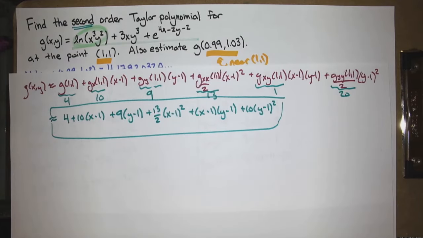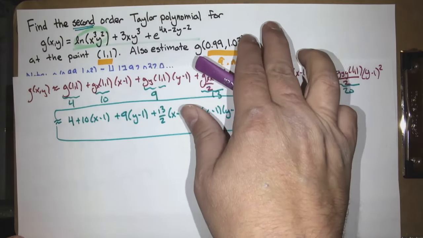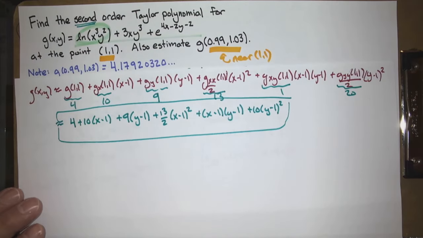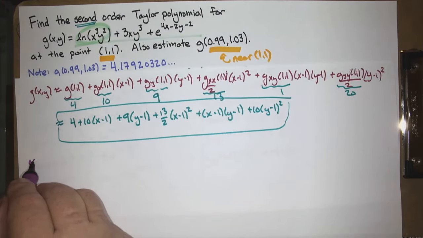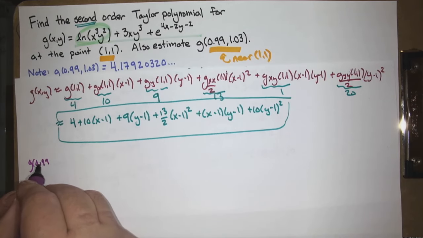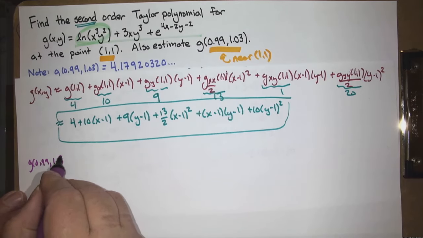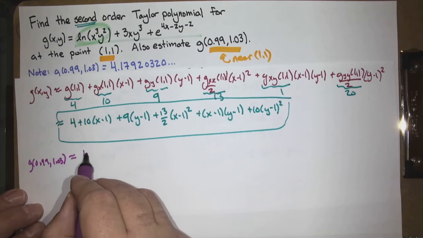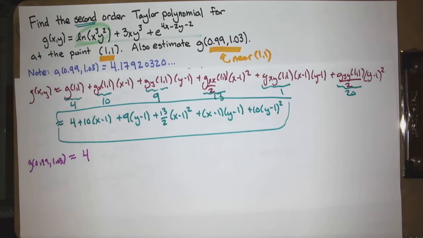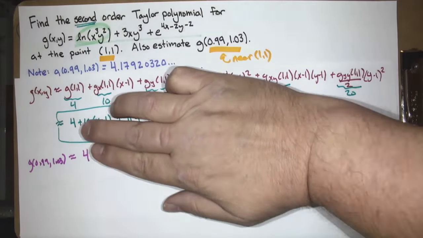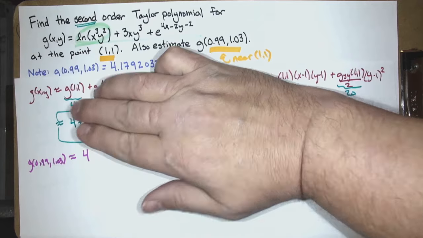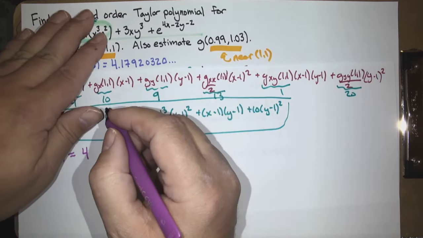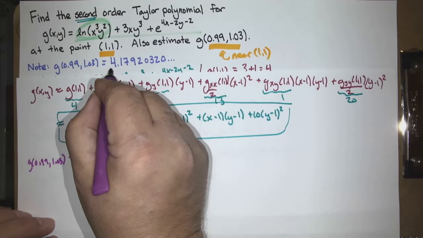All right, now we're supposed to estimate g of 0.99, 1.03. Maybe we won't do this the whole way, but if all we use is the function, we would say it's 4, right? Which, okay, so great. We match up that far.